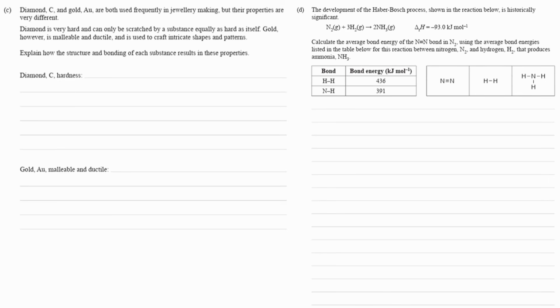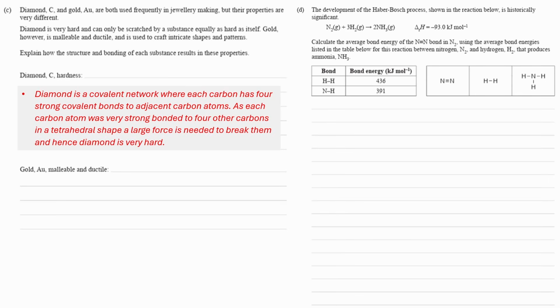Diamond, see hardness. You're going to explain why diamond is hard. Now, as before, we use energy to justify high and low melting points. We use force to justify softness and hardness. So in this case, we could say diamond is a covalent network where each carbon has 4 strong covalent bonds to adjacent carbons. As each carbon atom is very strongly bonded to 4 other carbons in a tetrahedral shape, a large force is needed to break them, and hence diamond is very hard.